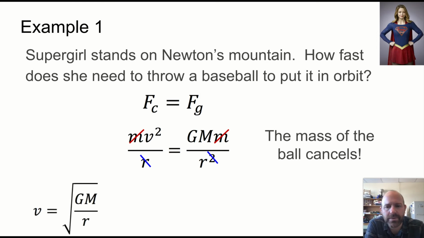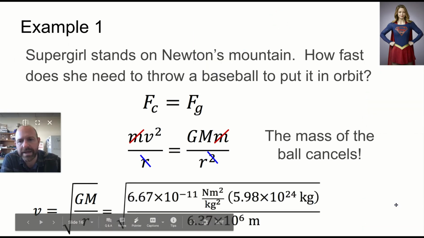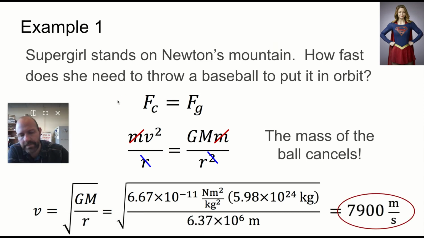V is equal to the square root of GM over r. So this works for any particular orbital radius around a planet or object of mass capital M in this universe, where big G is our constant, right? And near the surface of the Earth, for this example, you get 7,900 meters per second, which is pretty nice.